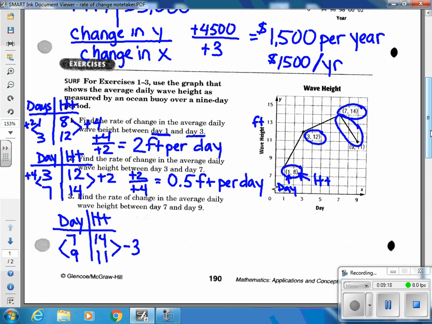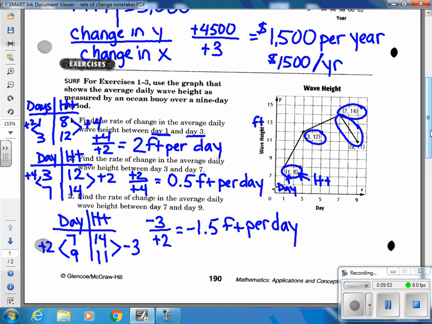And then to go from 7 to 9, we're still adding 2. So then when I set up the ratio, it's going to be negative 3 over positive 2. And now we want to divide. Negative 3 divided by positive 2 is negative 1.5, and you still need your words, feet per day. And what this tells us is that between days 7 and 9, the wave heights were decreasing 1.5 feet every day. So we can get this information from using the numbers in the table, as well as observing what the table has for us.